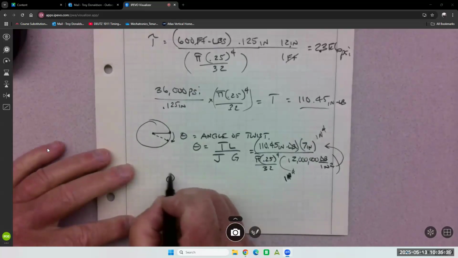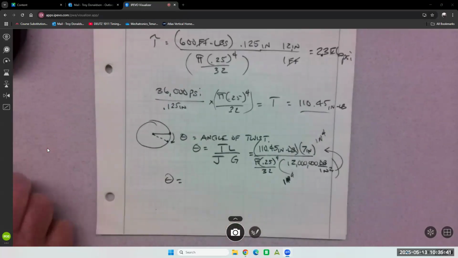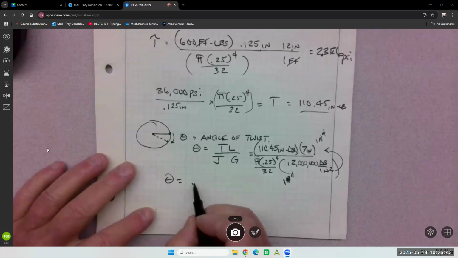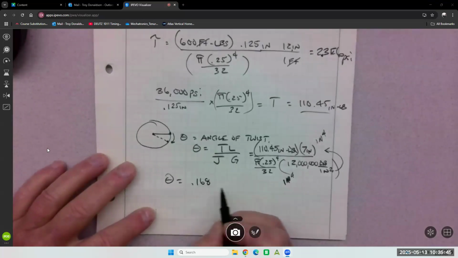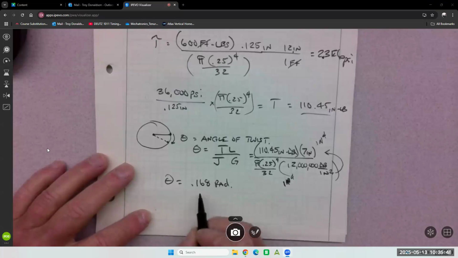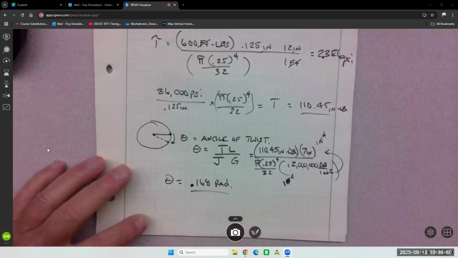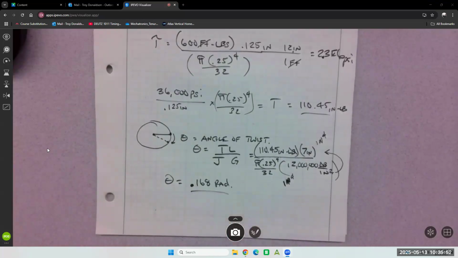All right, so what is it? Anyone get a number here? 0.168 radians. Most folks, and even most engineers, don't want it in radians. This is not what we want. So then we go through the process of converting it to degrees.